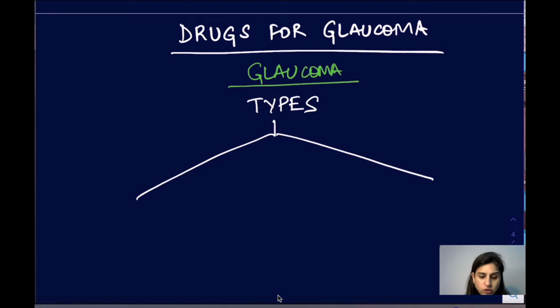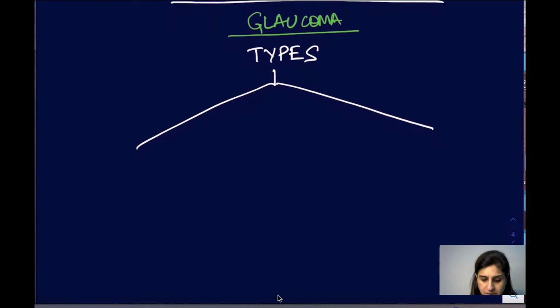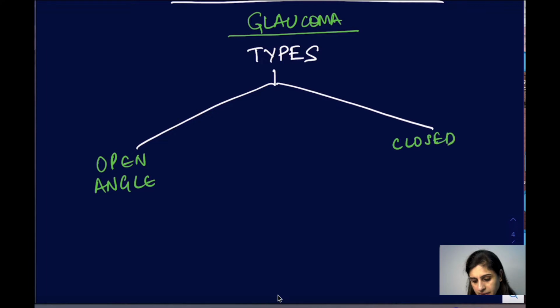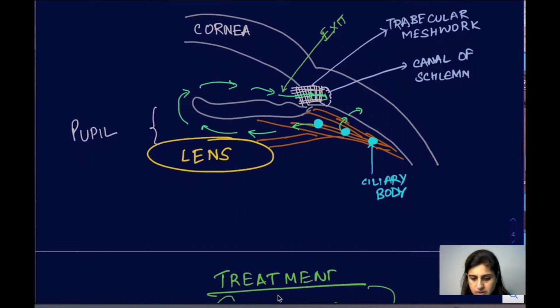Now, types of glaucoma, there are two types. One is called open angle glaucoma, and the other is narrow angle or closed angle. Okay? So which angle are we talking about? The iridocorneal angle. So this is the structure.